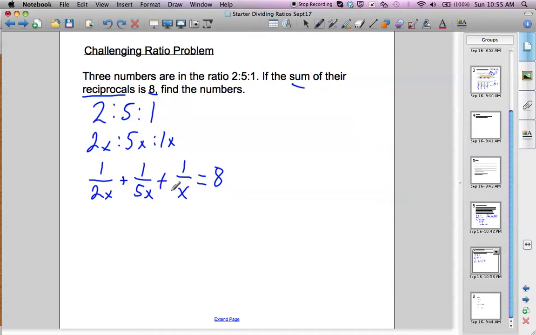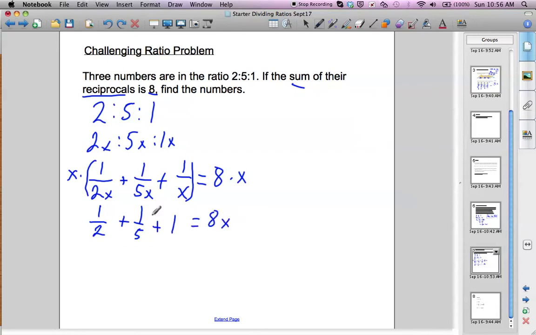Okay, now this looks a bit complicated, but we can simplify this a lot by getting rid of this x in these denominators. We can do that by multiplying both sides of the equation by x. That's how you get rid of things in the denominators. Because this x will cancel this x, and this x, and they're all gone, and we have 8x on the other side. So we have 1/2 plus 1/5 plus 1 equals 8x. Now it's looking a bit simpler.